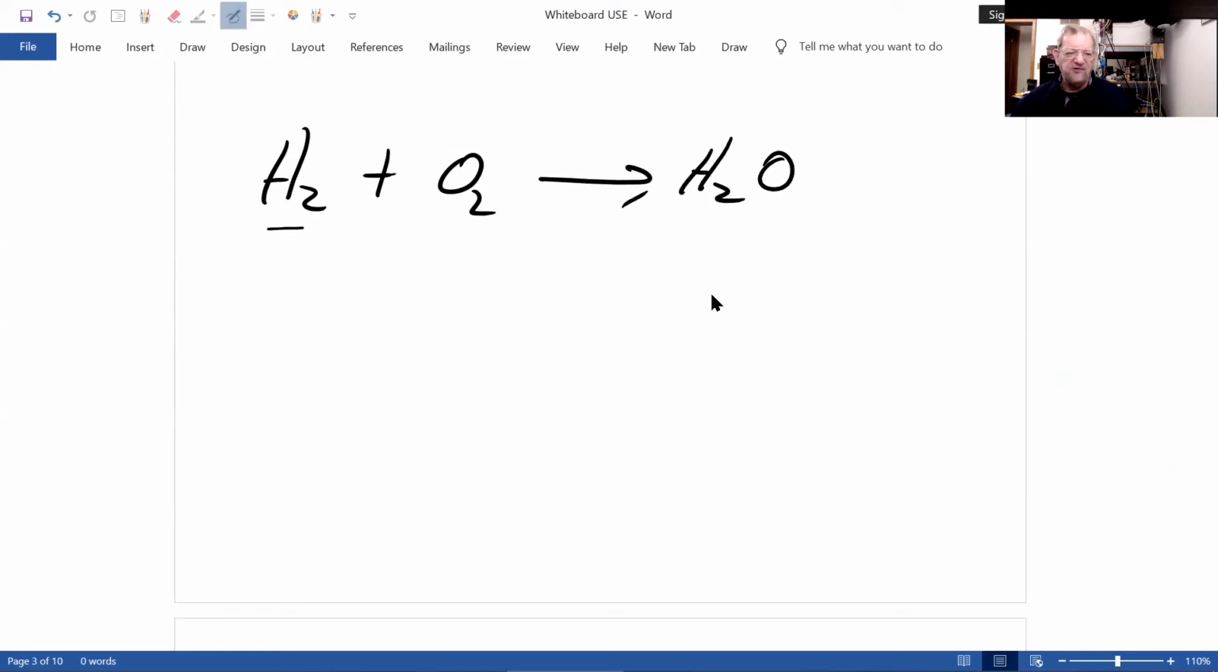How many hydrogen atoms are on this side? 2 hydrogen. How many on this side? 2. Oh, that looks good. How many oxygen here? 2 oxygen. I'll put a little dash there so you know I'm not writing the number 20. How many here? Uh-oh, 1 oxygen. This is not balanced. So how do we get this balanced?